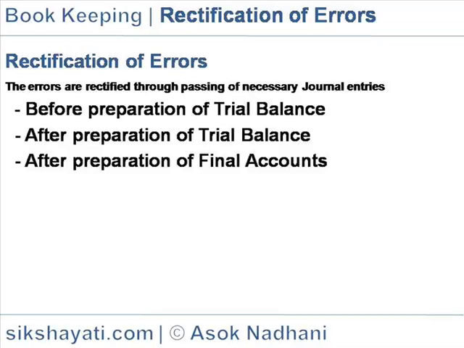Stages of rectification. Rectification of error before preparation of trial balance. Rectification of one-sided error. To rectify one-sided error, a journal entry can be passed only if the relevant ledgers are either debited or credited. Rectification of two-sided error. To rectify two-sided error, a suitable journal entry is passed.